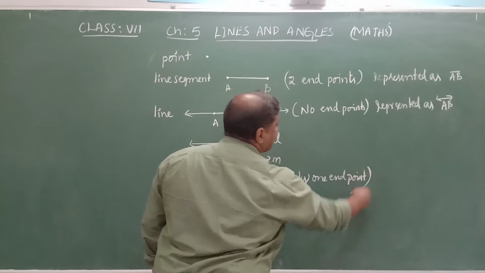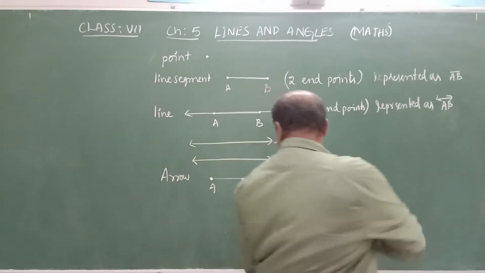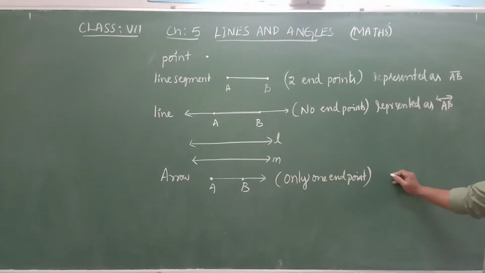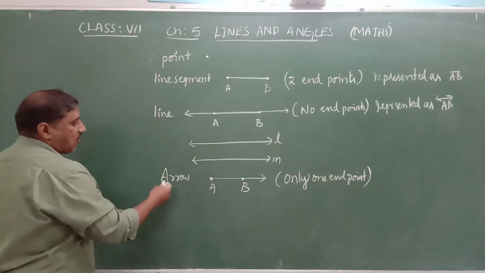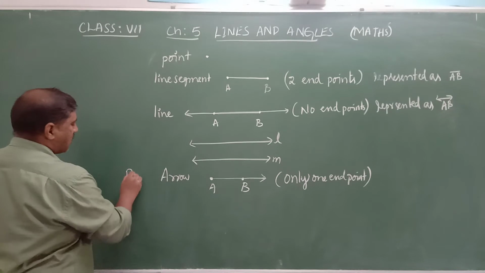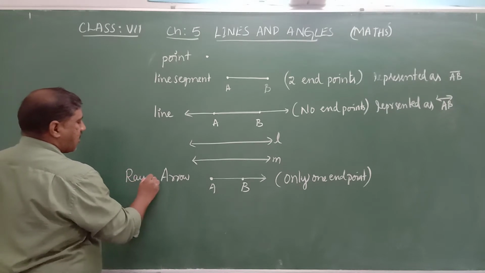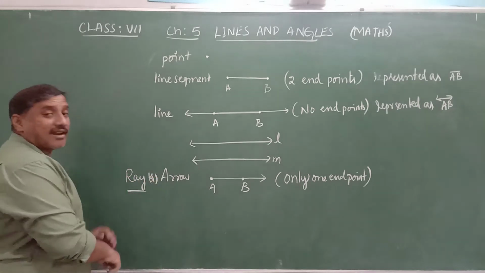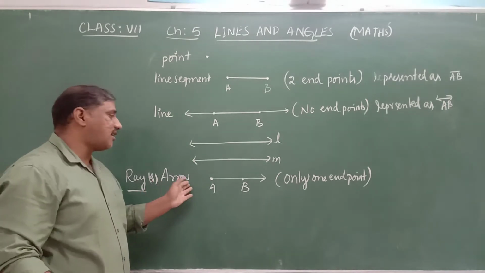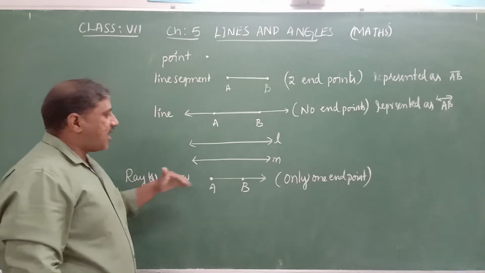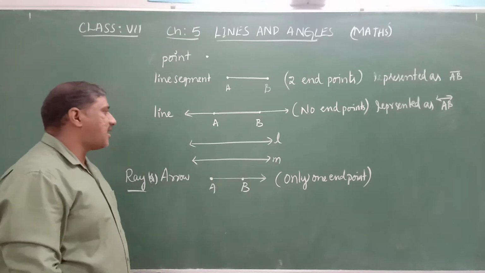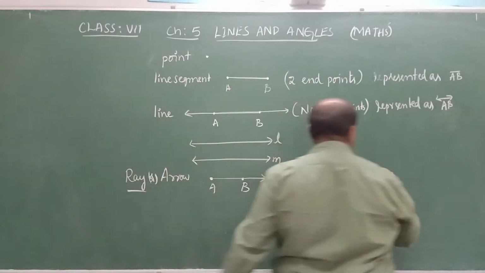And how is it represented? We can call it an arrow or a ray. We use the word ray instead of arrow here in geometry. A ray has only one end point, and how is it represented? A ray is represented.